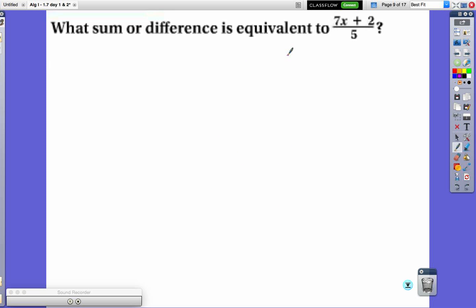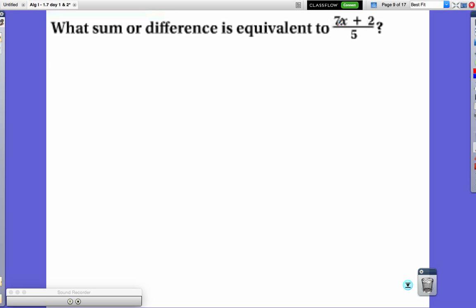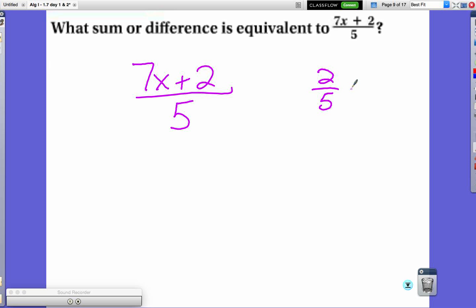All right, now fractions. This is read as the quantity of 7x plus 2 all over 5. I want you to think about when you add fractions together. So for example, if we would have 2/5 plus 1/5, they have the same denominator, so we can keep that and add the tops. 2 plus 1 is 3.